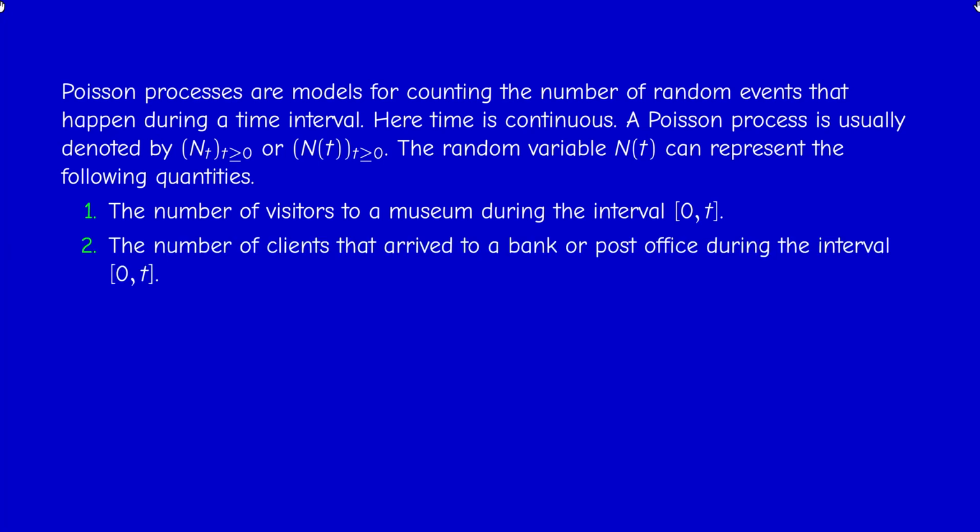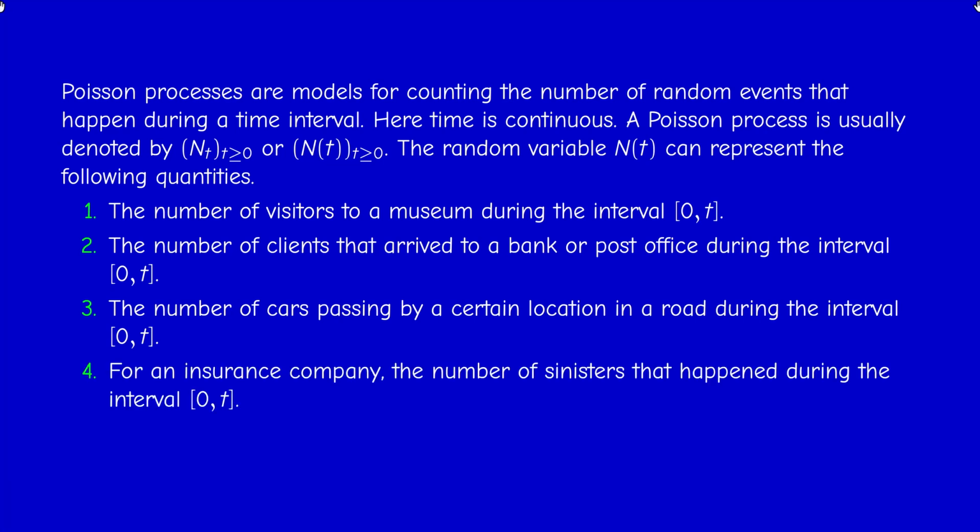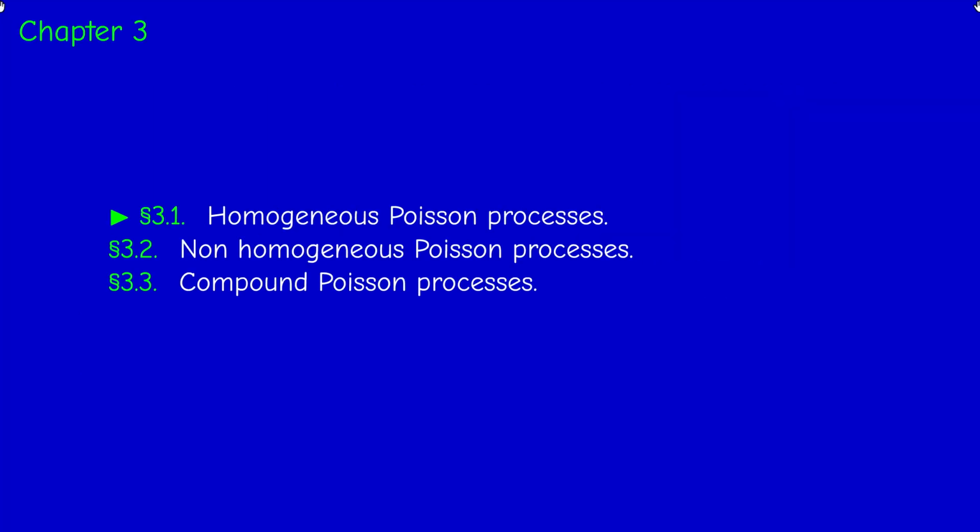It may model the number of clients that arrive at a bank or post office during the time interval [0,t], or the number of cars passing by a certain location on a road during the time interval [0,t]. For an insurance company, it may model the number of claims or accidents that happen during the interval [0,t]. There are two types of Poisson processes, homogeneous and non-homogeneous. In this video, we are going to cover homogeneous Poisson processes.